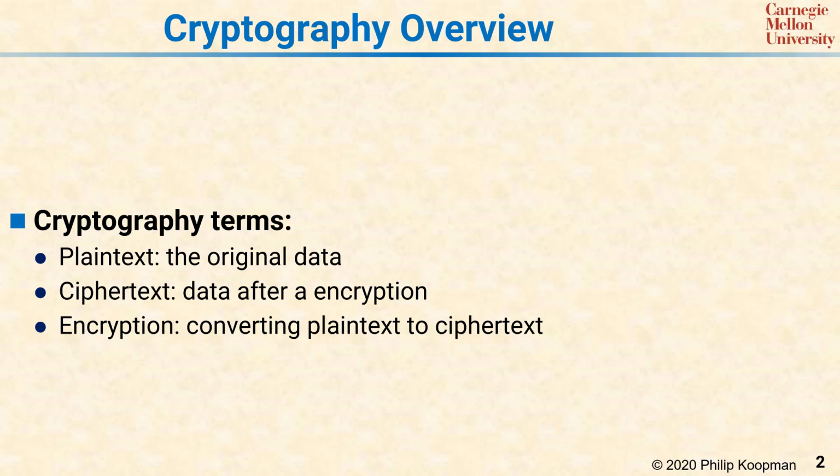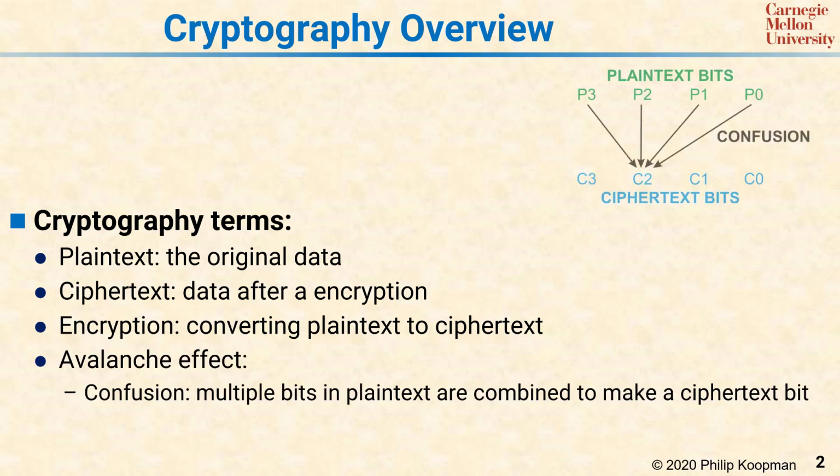A key concept in knowing whether encryption is good or not is whether it displays the avalanche effect. In an avalanche effect, there are two pieces. The first is confusion. Confusion means that multiple bits in the plaintext are combined to make a ciphertext bit. That means that ideally, each bit of the ciphertext output changes if any one of the bits of the input plaintext are changed.